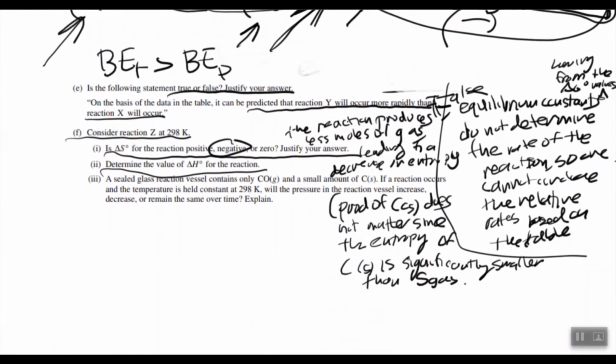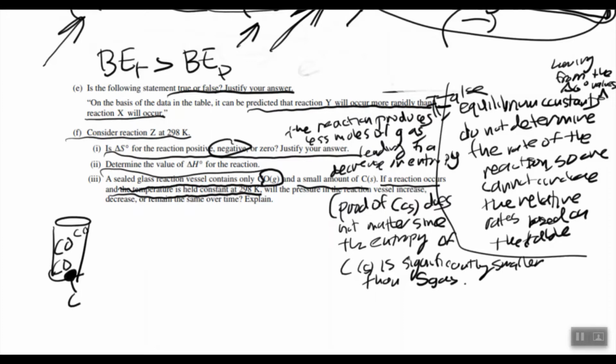We are so close. A sealed glass reaction vessel contains only carbon monoxide gas. So let's just draw a glass vessel for some visualization. And a small amount of carbon. Okay, so let's call that carbon. If a reaction occurs and the temperature is held constant at 298 Kelvin, will the pressure in the reaction vessel increase, decrease, or remain the same over time?